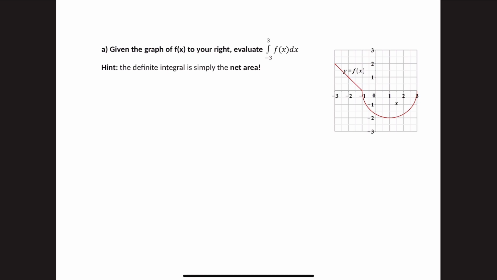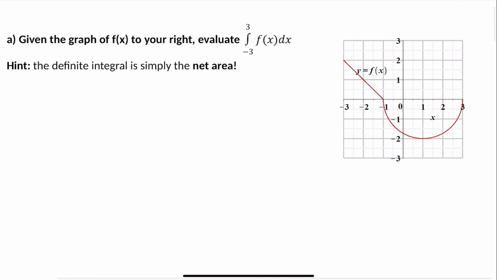And what is the net area? The net area is simply just the areas of the region that are above the x-axis minus the areas of the region that are below the x-axis. So the first step to do here is to just calculate the areas for all the regions. So here I see from -3 to -1, I have a region that is above the x-axis, and then from -1 to 3, it is below the x-axis.